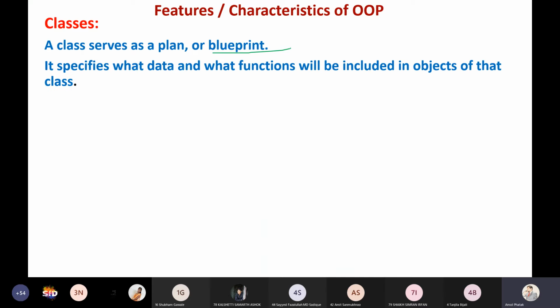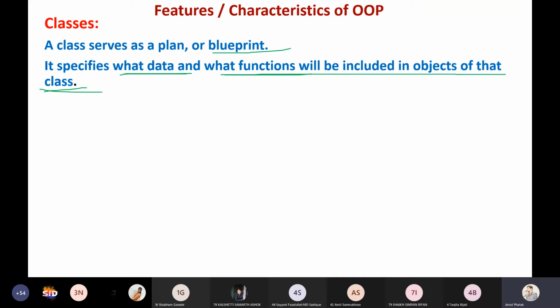It specifies what data and what functions will be included in the object of that particular class. For example, I consider employee as my class. Which are the parameters of the employee? Every employee must have an employee ID, an employee name, the post of that particular employee, and the in time and out time.